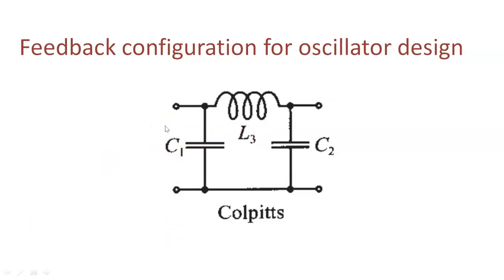The figure shows the feedback configuration of the Colpitts oscillator design. The feedback circuit of the Colpitts oscillator consists of two capacitances C1, C2 and one inductance L3. It makes a tank circuit for the Colpitts oscillator.